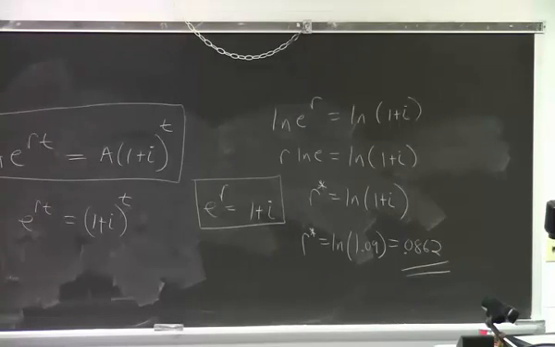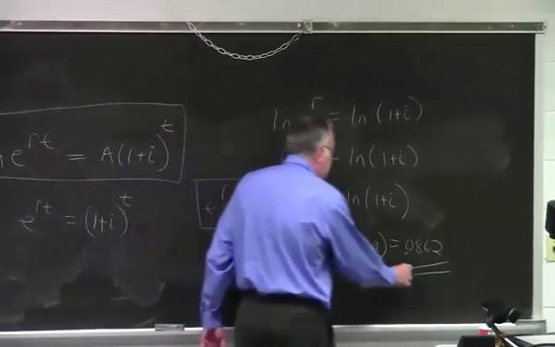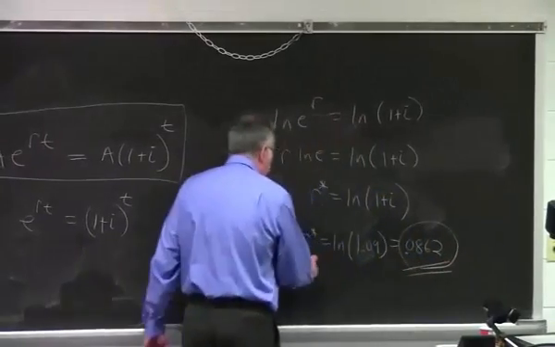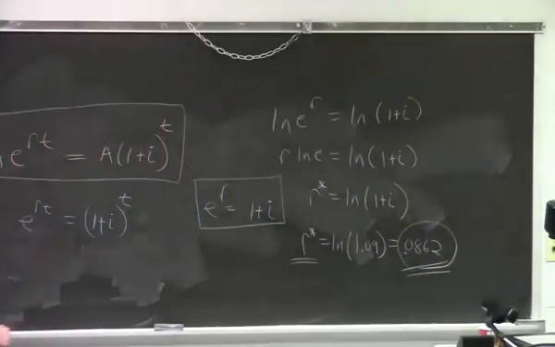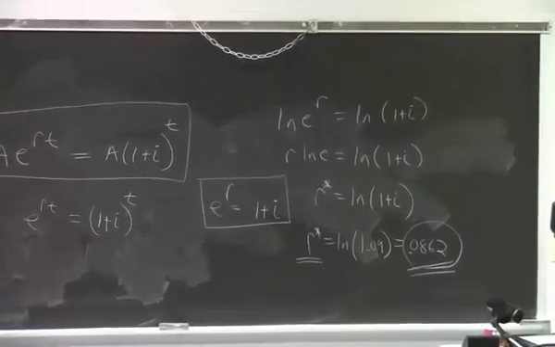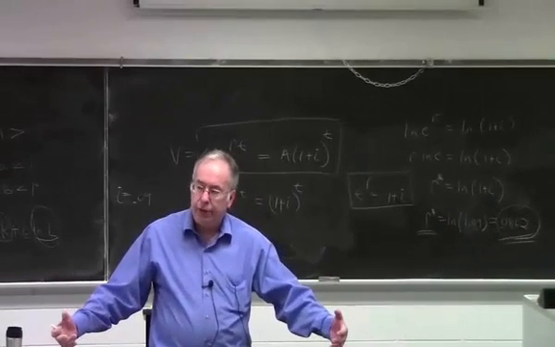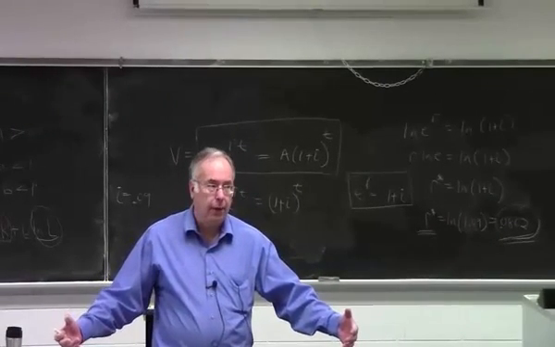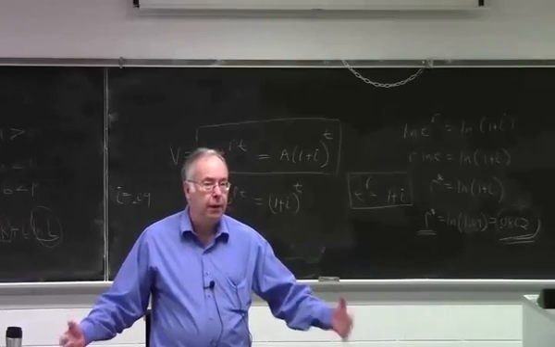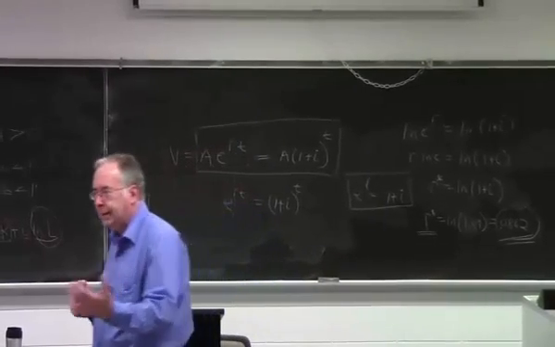And it does make sense that the continuously compounded interest rate is always going to be lower than the annually compounded interest rate. Why is that? Assuming that the annually compounded interest rate is positive, why is the continuously compounded interest rate going to be always slightly lower? Why does that make sense?